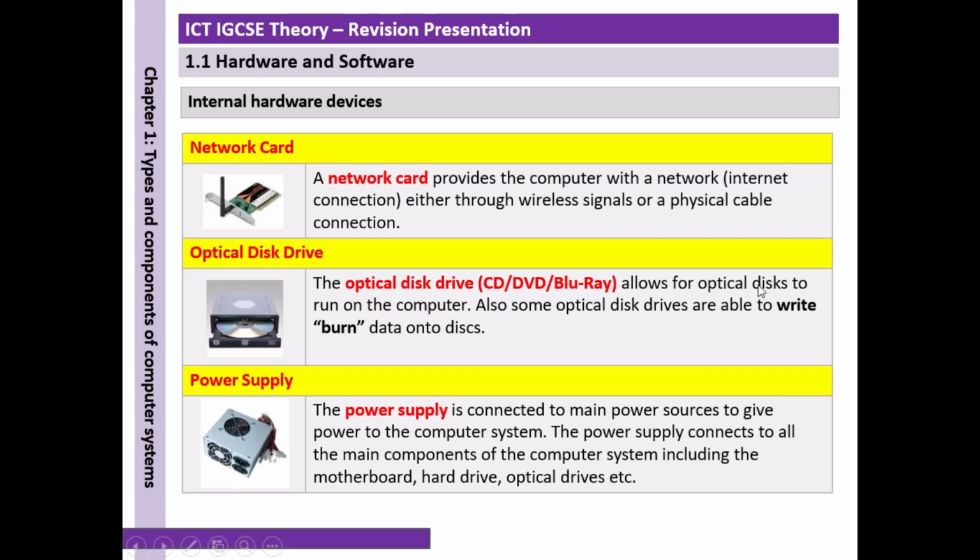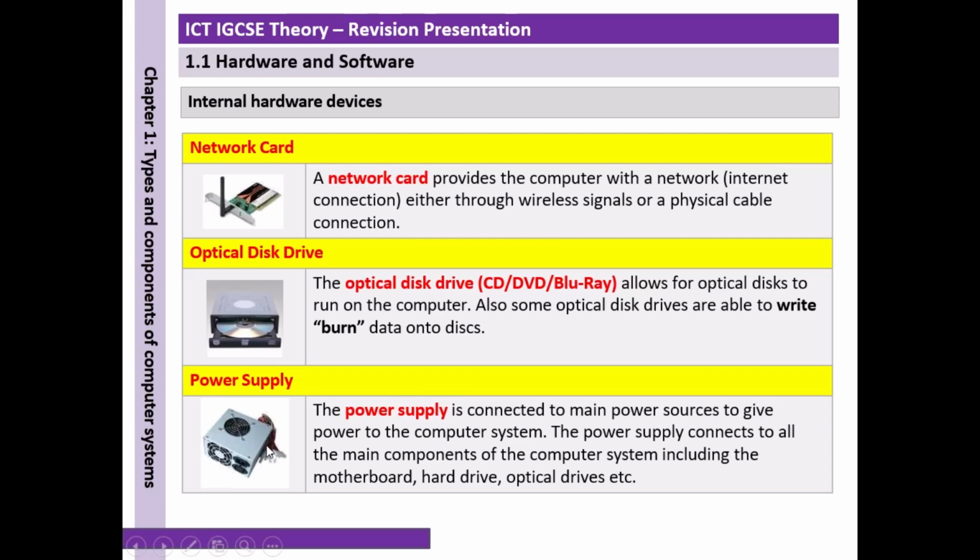It allows optical discs to run on the computer. Also, some optical disc drives are able to write. When you write something on these optical drives, we call it burning data onto the disk. So there are specific software that were used to burn. And some DVDs were having DVD RW. DVD RW means rewritable. You could erase what you have burned and append more data to it.